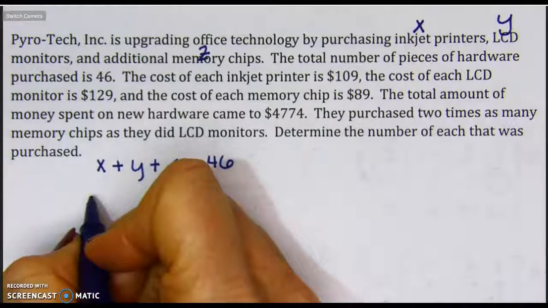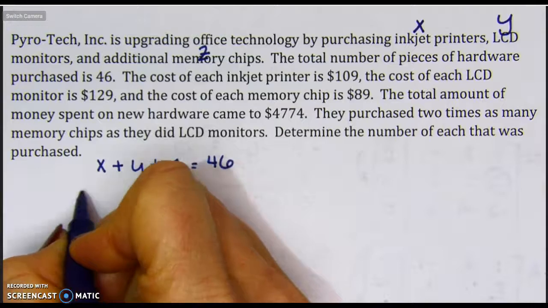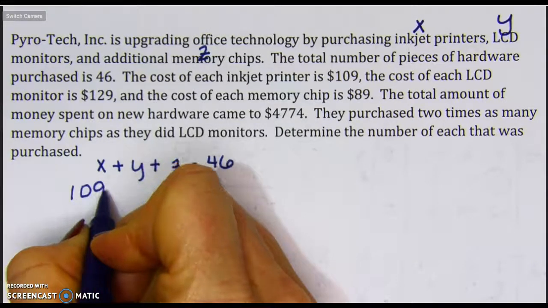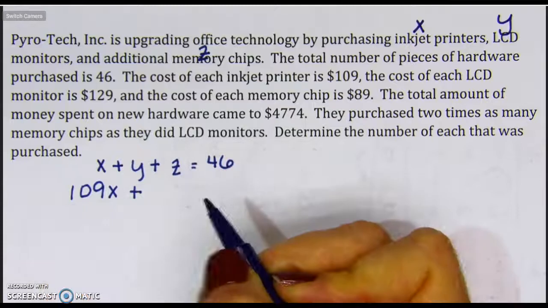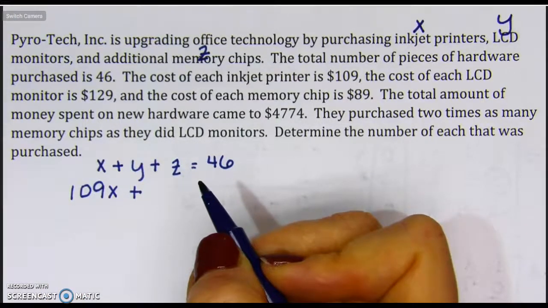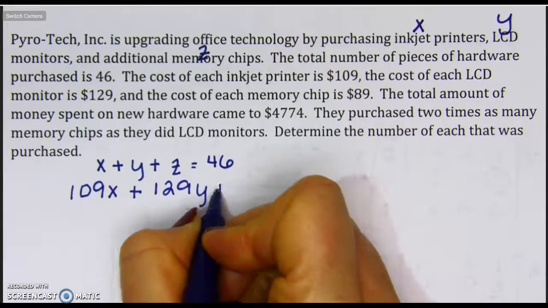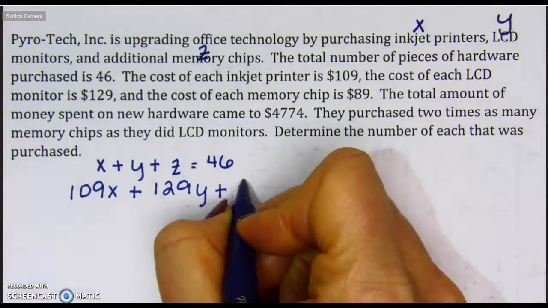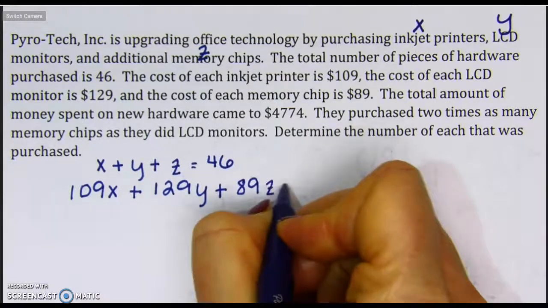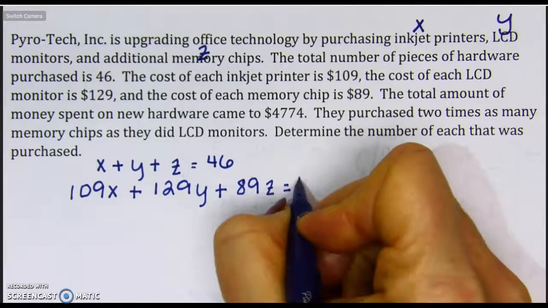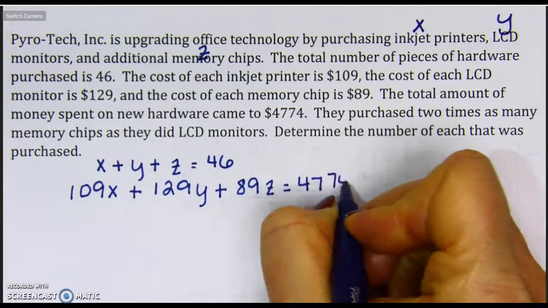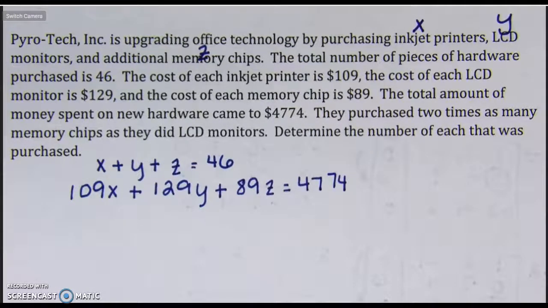So I know that the inkjet printers were $109 per printer. The LCD monitors were $129. And each memory chip was $89. And the total amount that they spent was $4,774. We also know that they purchased 2 times as many memory chips as LCD monitors.